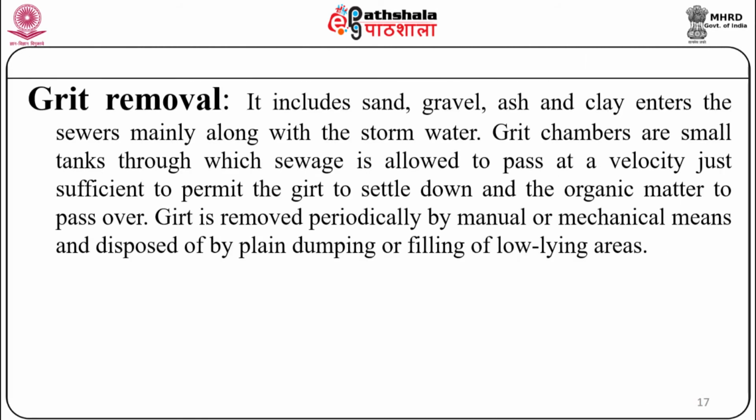The second step involved in the primary treatment of the complete sewage system is grit removal. Grit includes sand, gravel, ash and clay entering the sewers mainly along with the storm water. Grit chambers are small tanks through which sewage is allowed to pass at a velocity just sufficient to permit the grit to settle down and the organic matter to pass over. Grit is removed periodically by manual or mechanical means and disposed of by plain dumping or filling of low-lying areas.